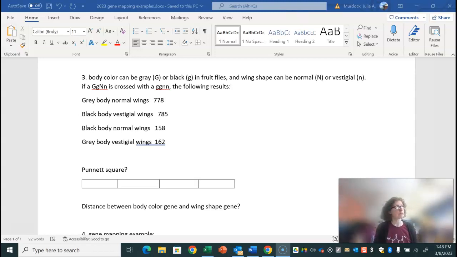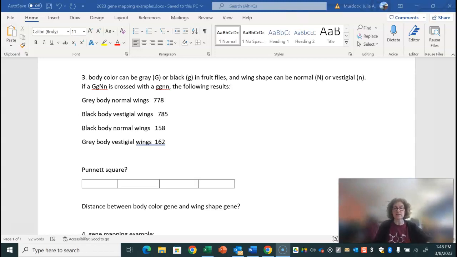So for example, number 3 here, body color can be gray or black in fruit flies, and wing shape can be normal or vestigial. Now you just did a fruit fly lab where one of the crosses was body color and wing shape. And you should have noticed in that cross that those are linked. Those are genes for two different traits that are linked on the same chromosome.